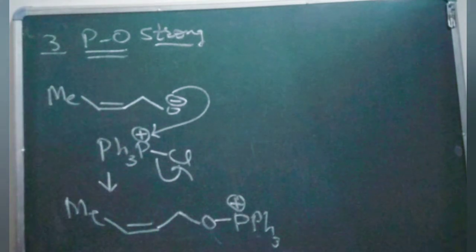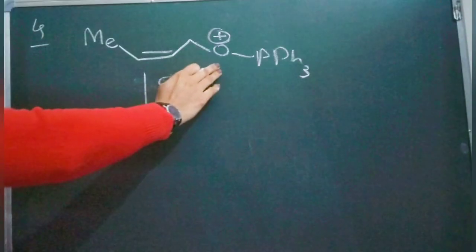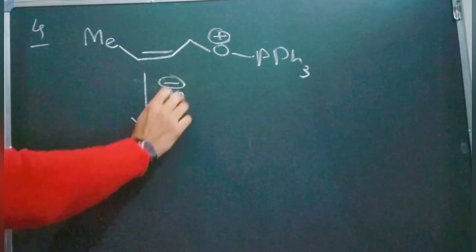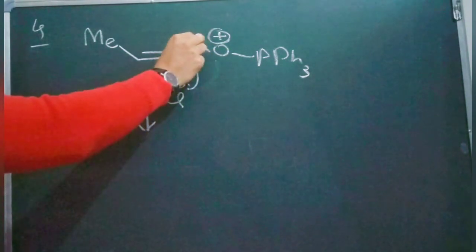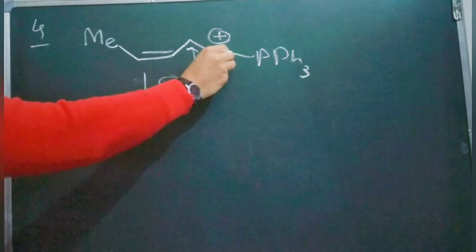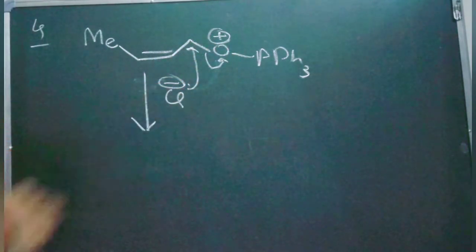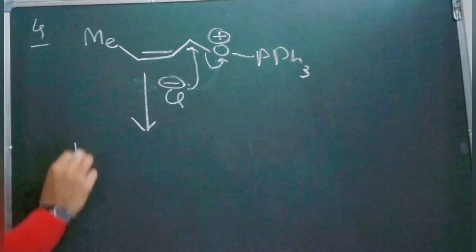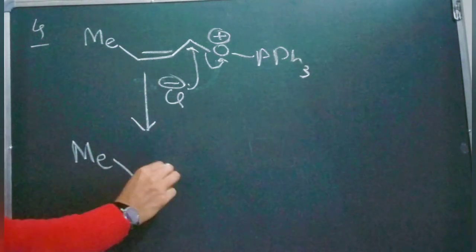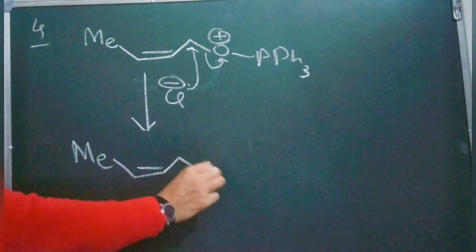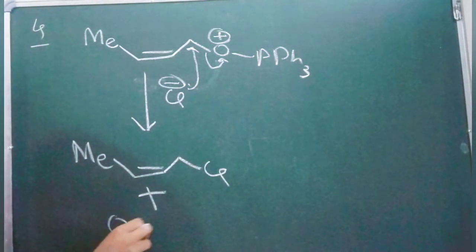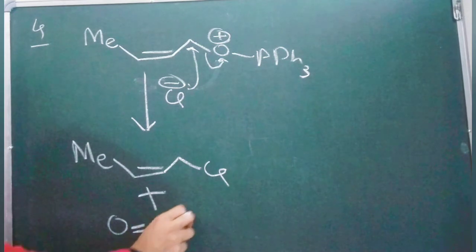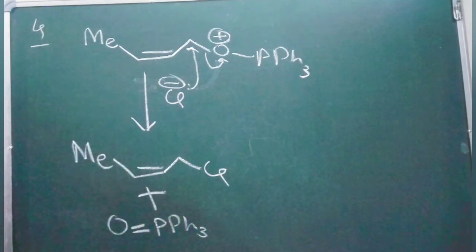Okay, we are having a positive species, chloride ion attacks here, not here. It will attack the carbon and this will move here. So we'll be having methyl double bond carbon with chlorine plus O double bond PPh3. So this is all about the reaction.